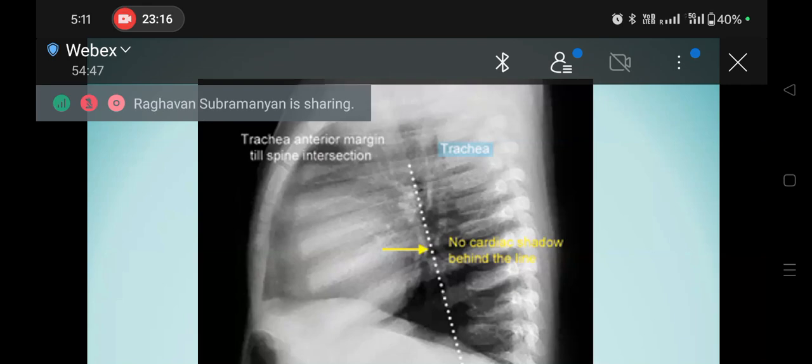So, a lateral view is the best way of determining whether the right ventricle is hypertrophied, or whether the left atrium is hypertrophied, or whether the left ventricle is hypertrophied. I'll show you how.